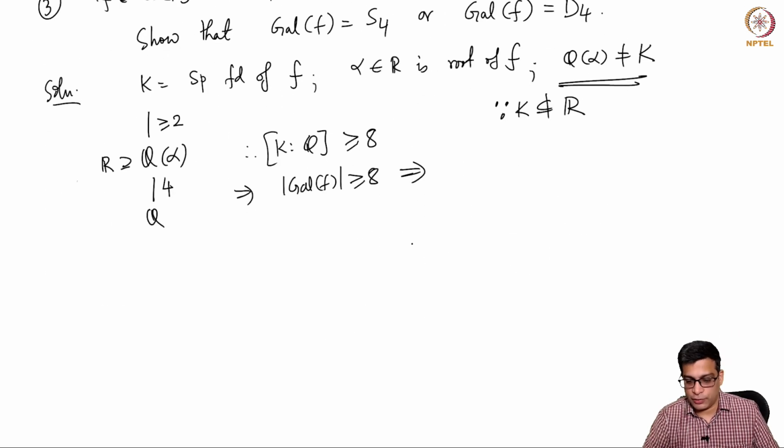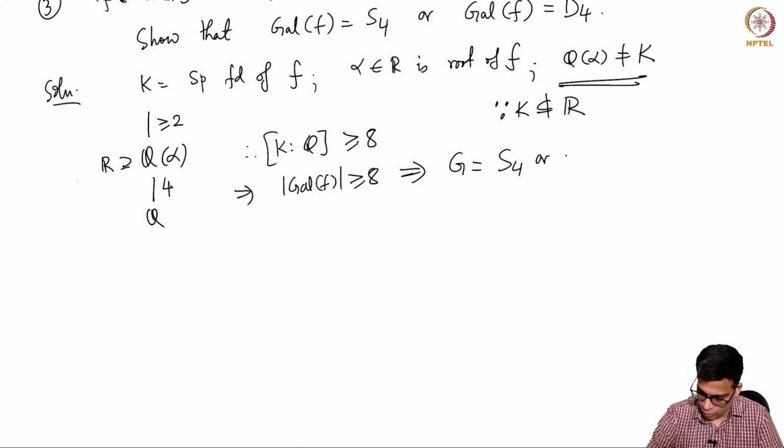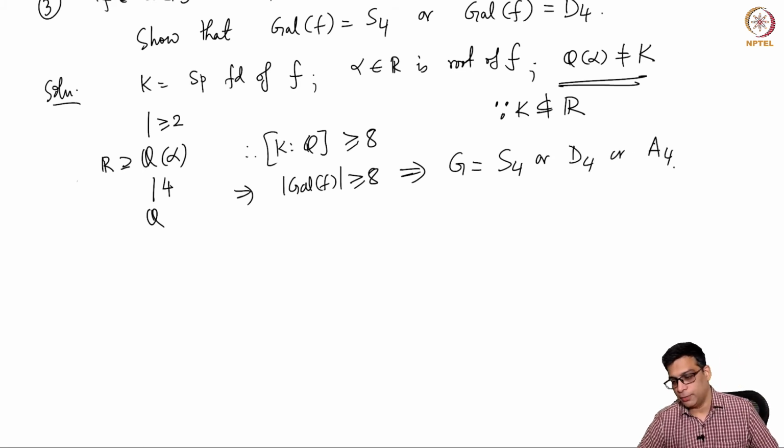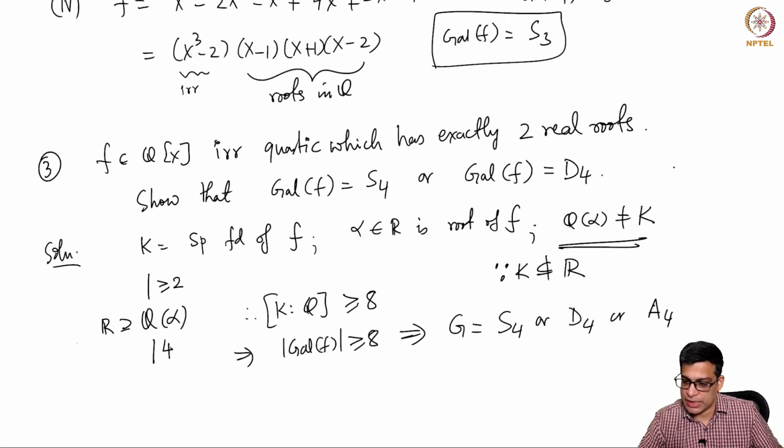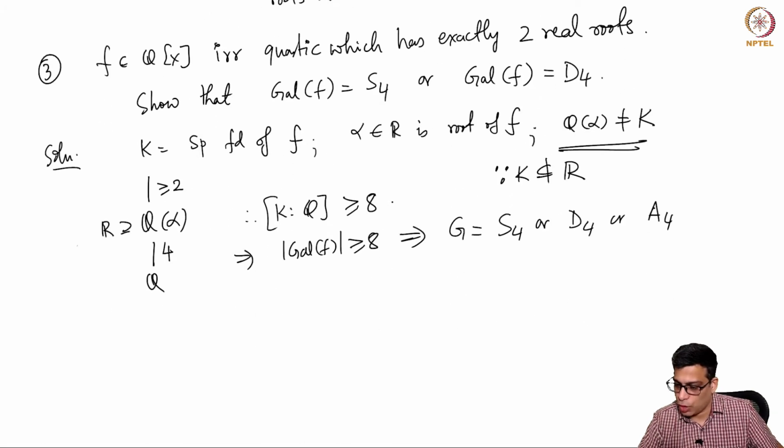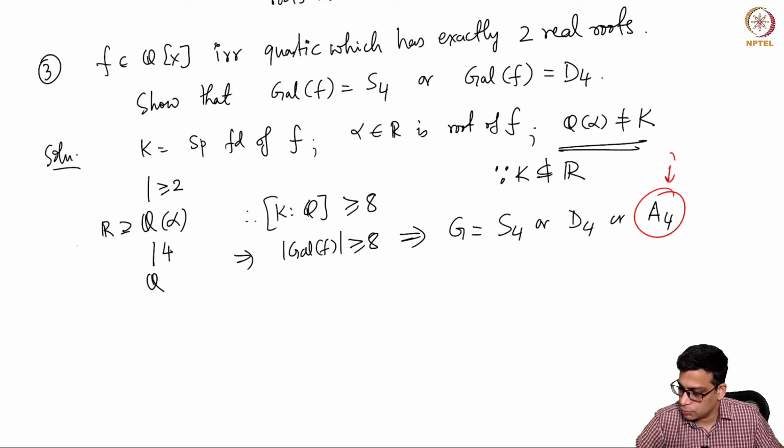Now in our list there are not too many with order at least 8, because the other things are D2 and C4, which are order 2 and order 4. So these are the only possibilities. Now which of them can happen? The question is asking it's either S4 or D4, so we have to rule out A4.